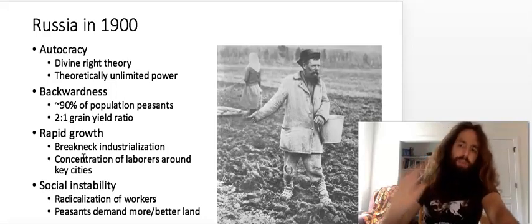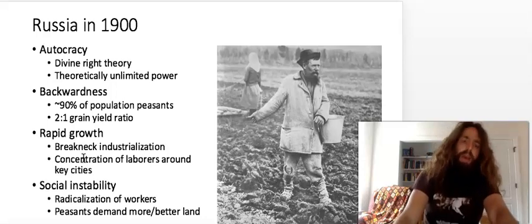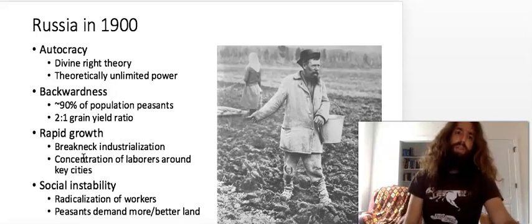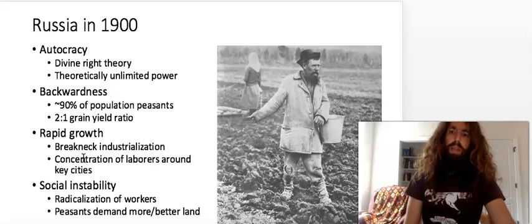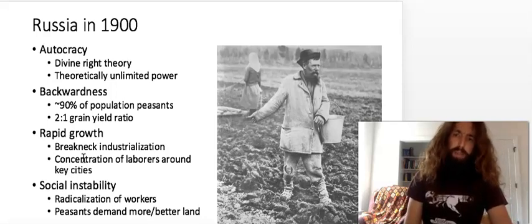And this was compared to grain yields in Britain and France and the Netherlands that were like 14 or 15 to 1. So Russian agriculture was just way, way less efficient than the countries that Russia was competing against. However, in spite of Russia's relative backwardness, they were also going through a period of rapid growth. They were trying to industrialize enough to catch up with Germany, France, and Britain in just a couple of decades, largely because they were concerned about possible military conflicts with Western Europe.